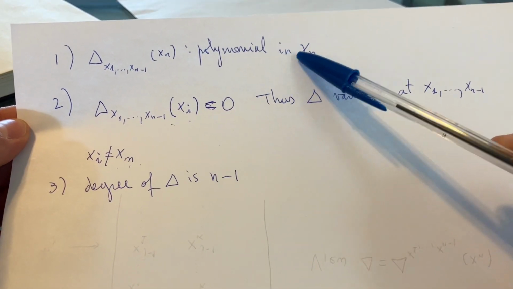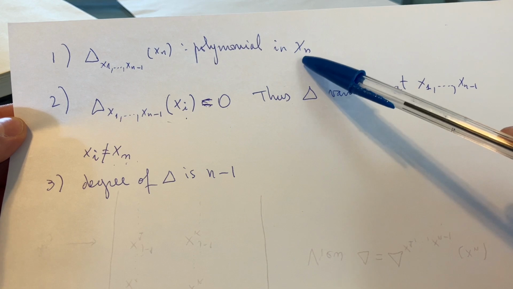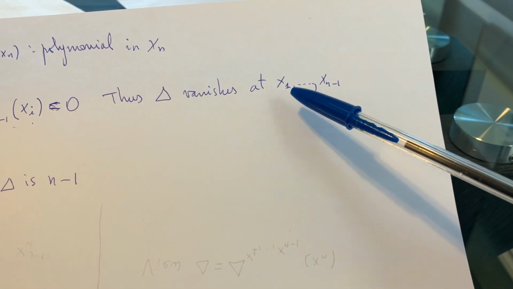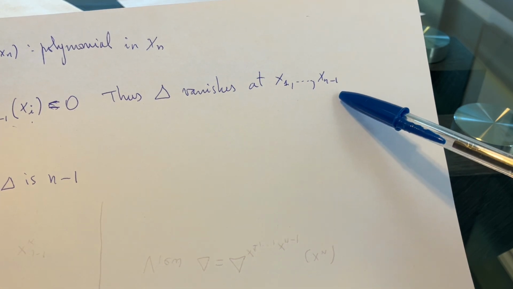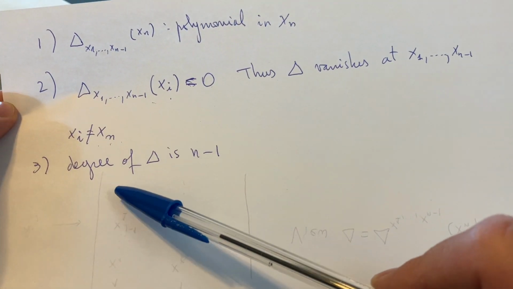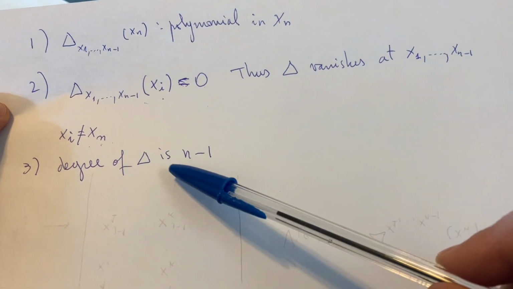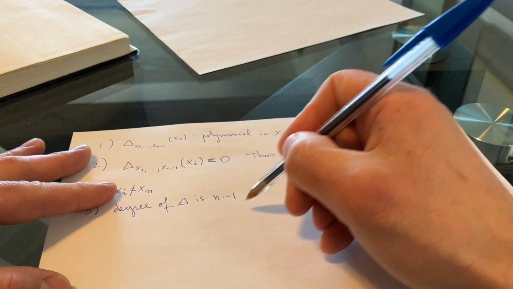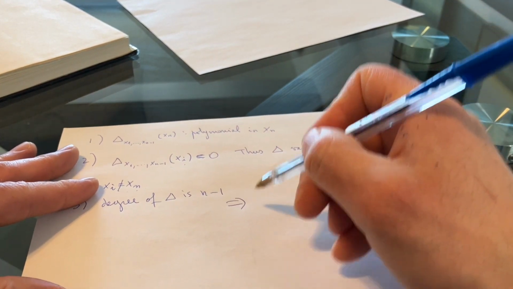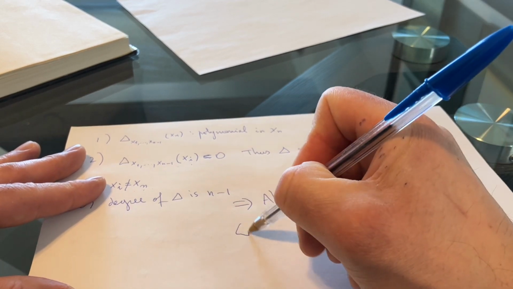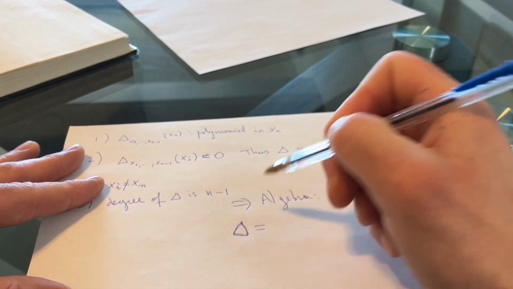So now we have a polynomial in xn which vanishes at all these points, x1, ..., xn minus 1. So we have n minus 1 such points, and also the degree of this polynomial is n minus 1. Thus, by a well-known result from algebra, delta must be of the form.